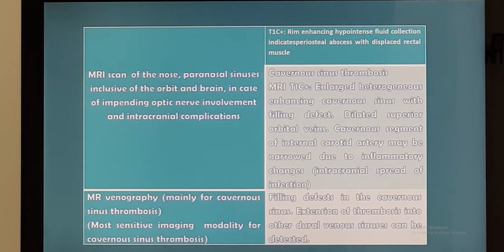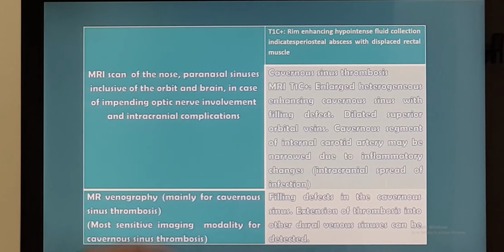Not only that, in case the final stage of cavernous sinus thrombosis is suspected, we need an MR venography too. That will help us with the diagnosis.